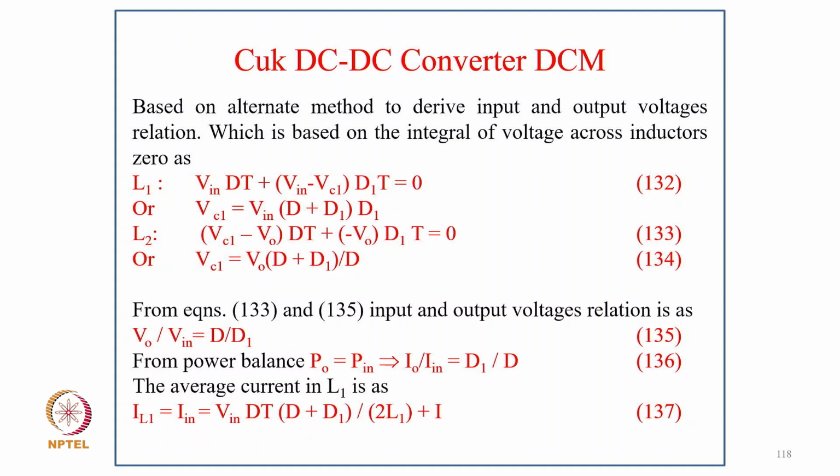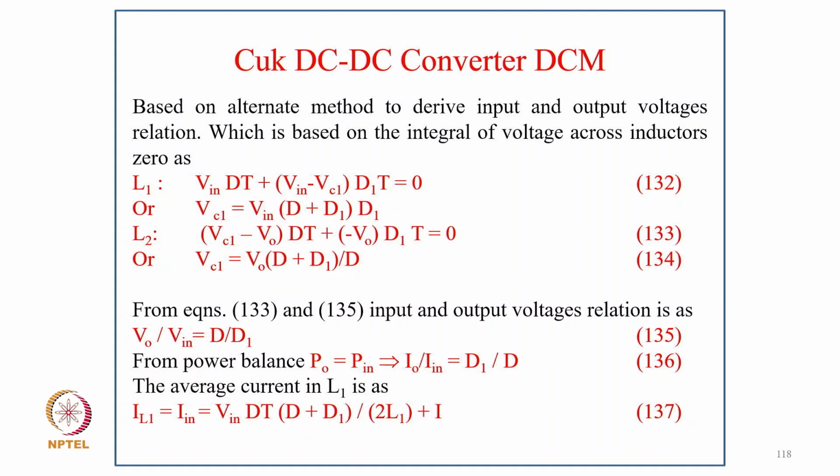Now coming to the operation of the Cuk converter in DCM, based on the alternate method to derive the input output voltage relation, which is based on the integral of the voltage across the inductor L1 equal to Vin dT plus (Vin minus Vc1) d1 T equal to 0, and Vc1 becomes Vin times (d plus d1) upon d1. For L2, (Vc1 minus Vo) dT plus (minus Vo) d1 T equals 0.